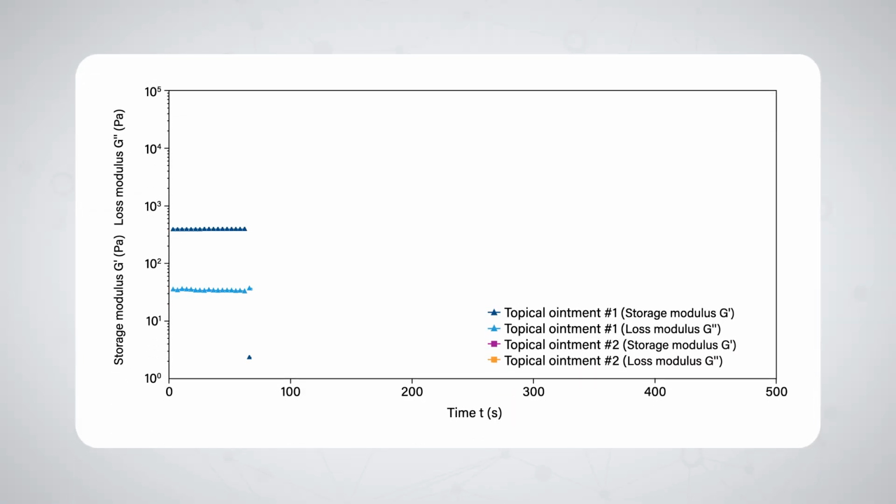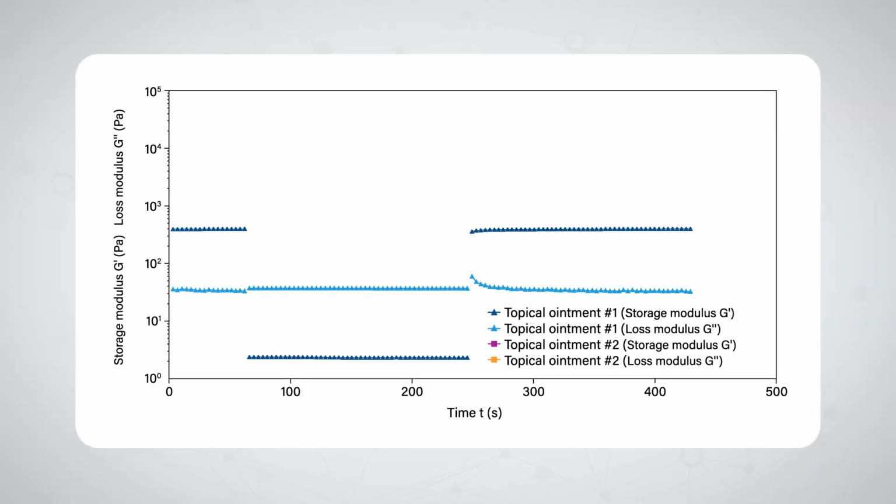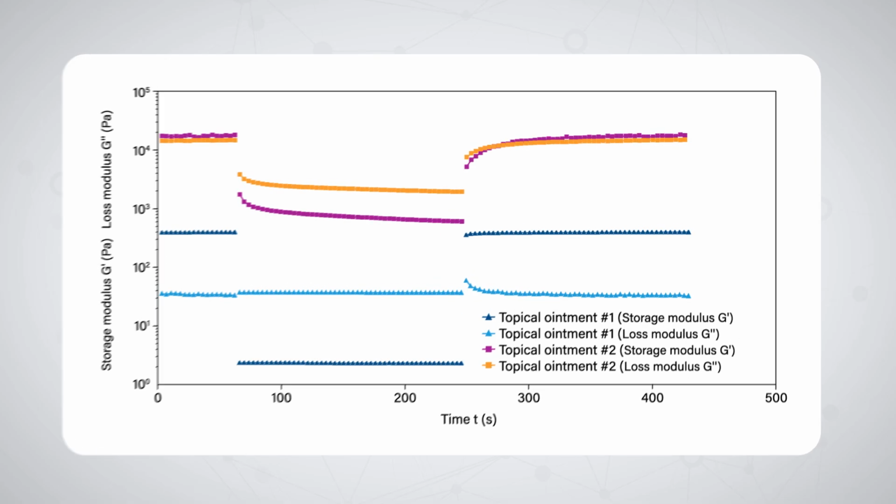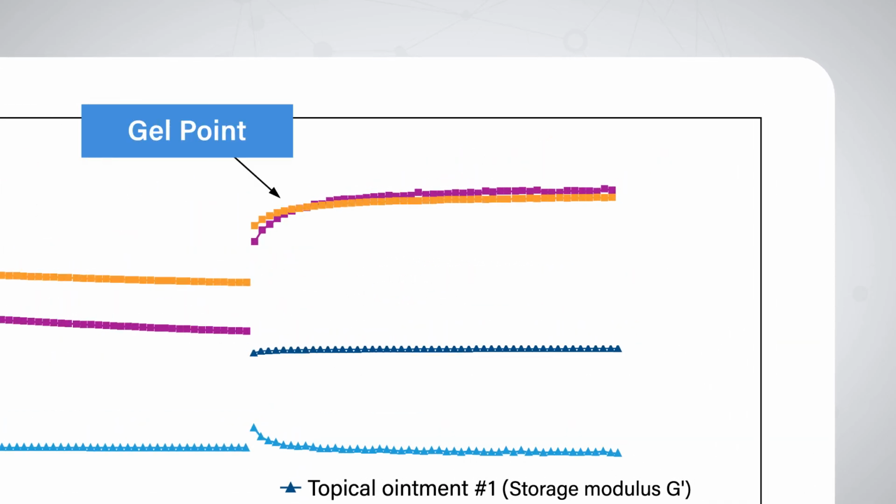When the structure is broken, G" is higher. The material behaves more liquid-like. As the microstructure rebuilds, G' rises and eventually overtakes G". Some people call this crossover the gel point. We continue the test until G' and G" become parallel again, meaning the structure is fully recovered.